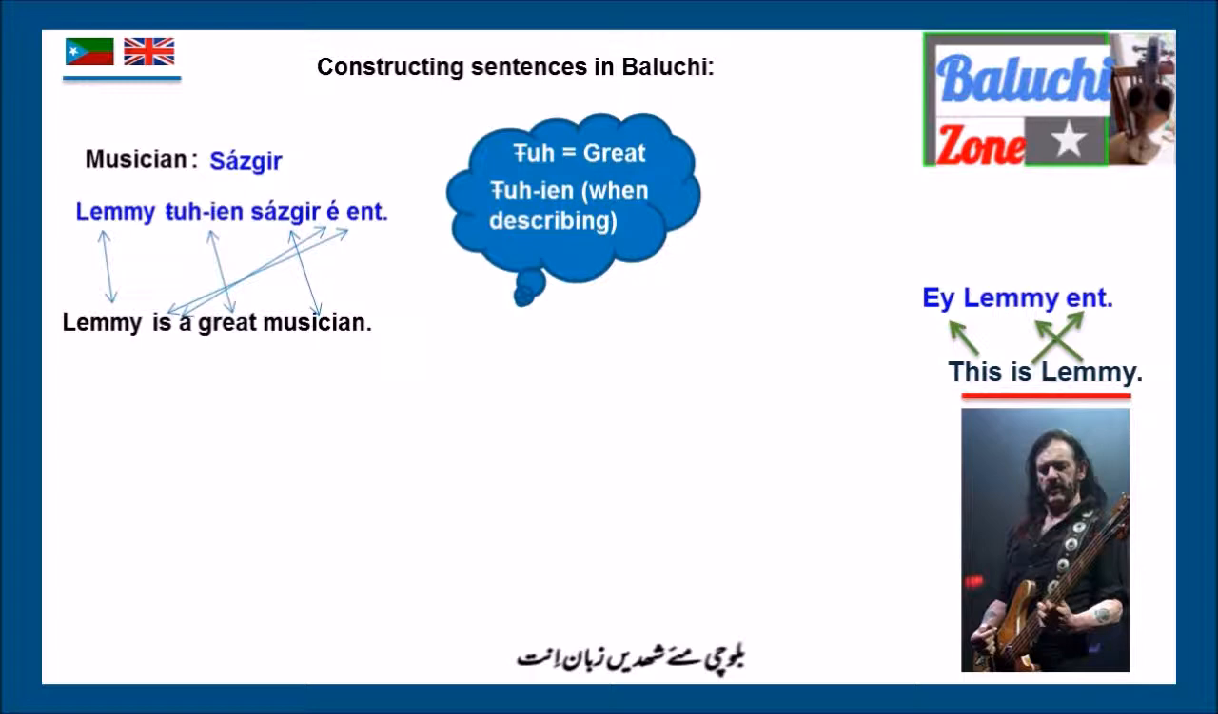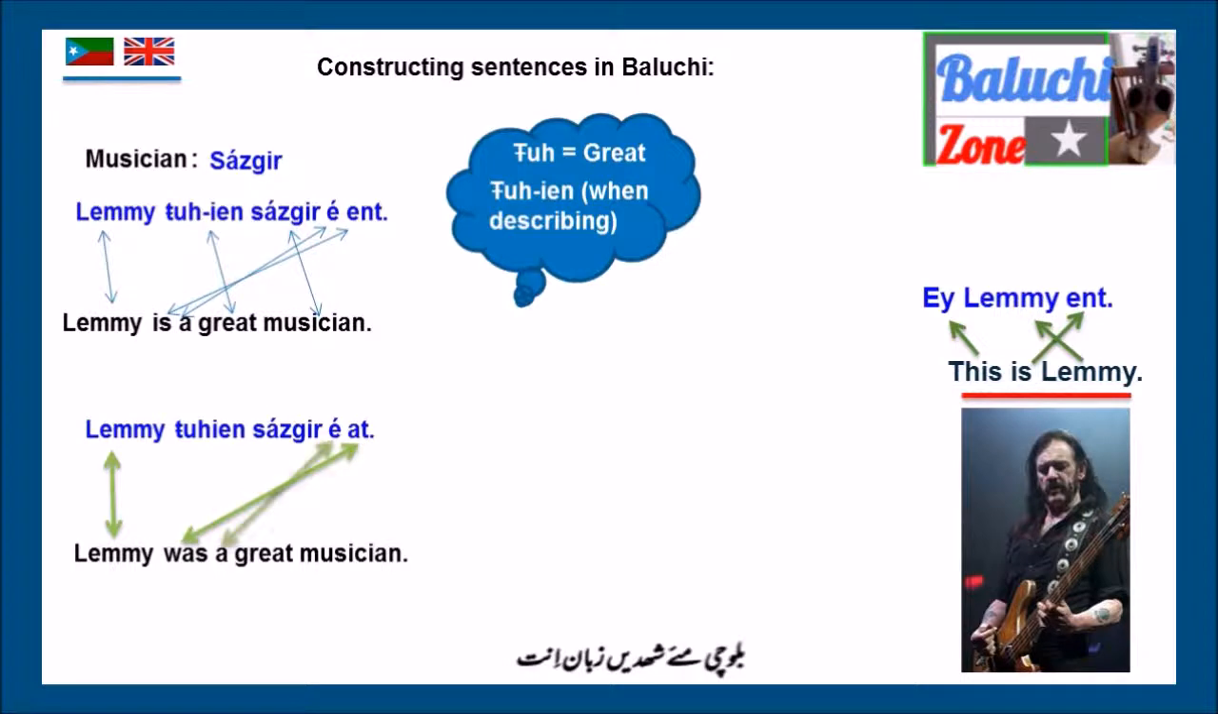Now let's do something in past tense. Lemmy was a great musician. Lemmy duhiye sazgiriye at. So at means was.